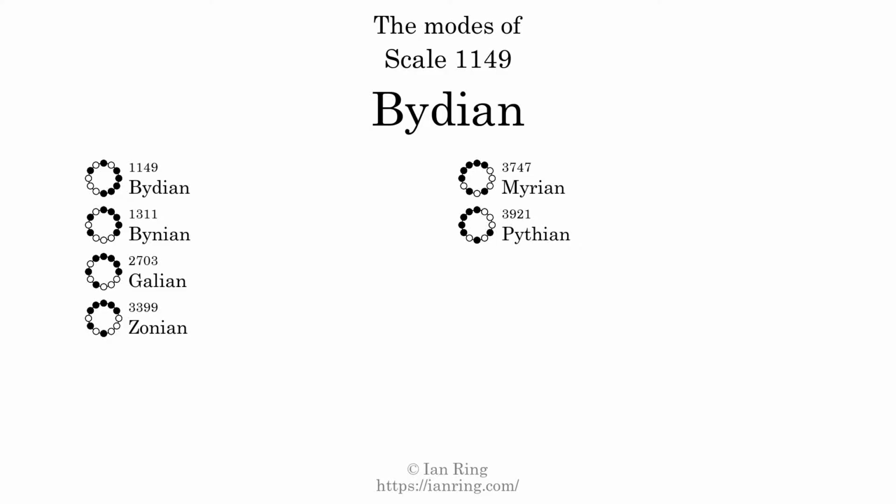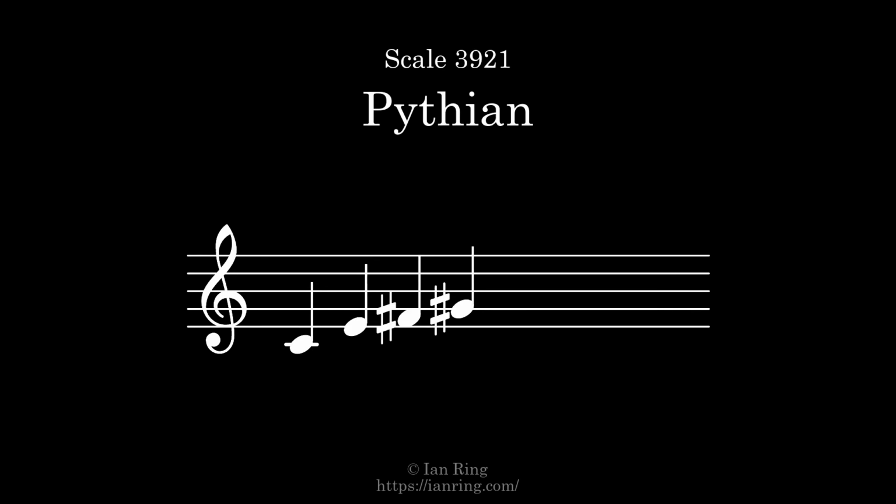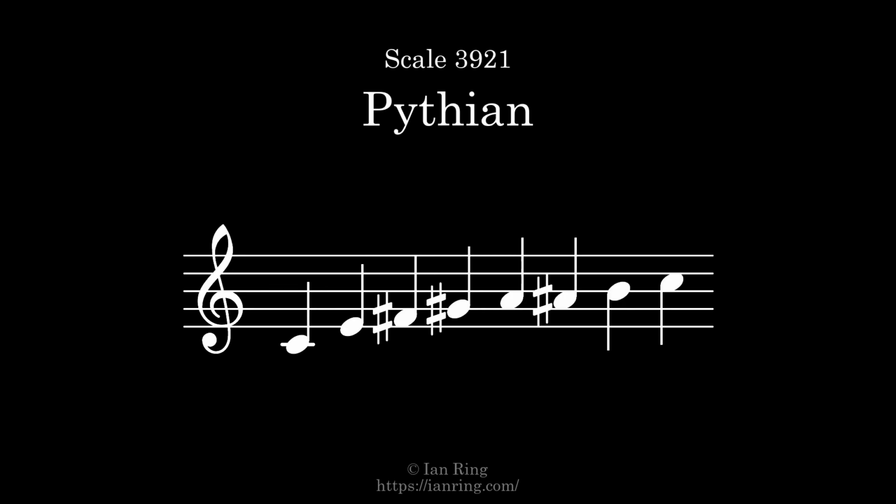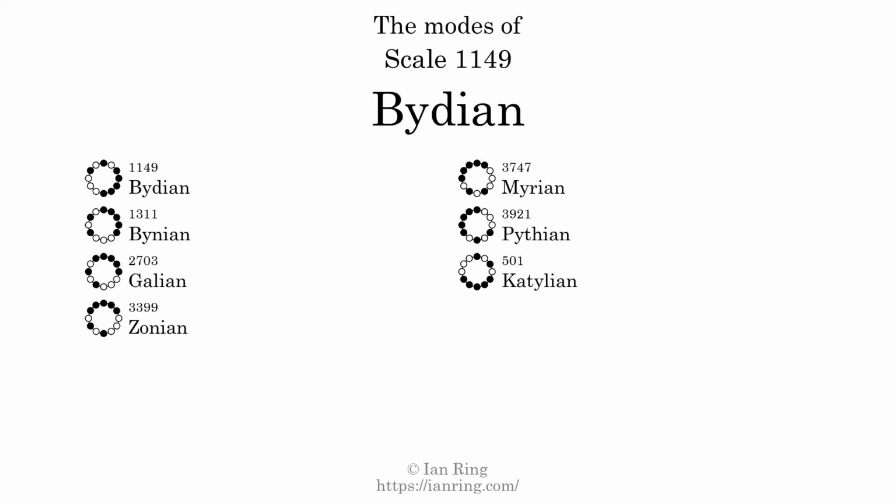The sixth mode is scale 3921, also known as Pythian. It sounds like this. The seventh and last mode is scale 501, also known as Cotillion. It sounds like this.